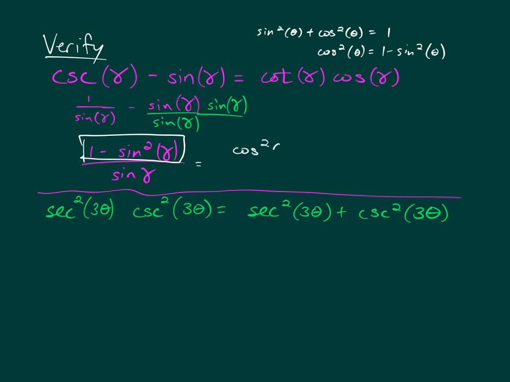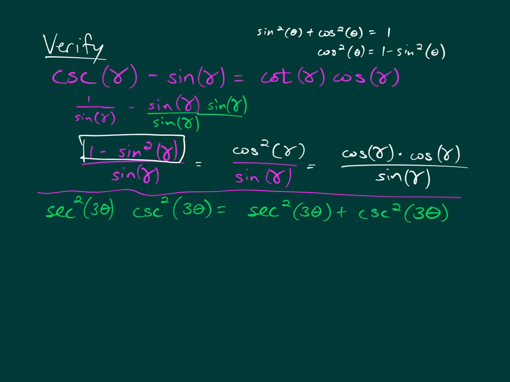So that means I can replace all of this in the top with cosine squared gamma. Oops. And it's still over sine gamma. Well, what does this cosine squared mean? I haven't mentioned anything about this, but this means the cosine function is being squared and not the angle gamma. So what that means is that I can rewrite the top again to be something like this: cosine of gamma times cosine of gamma all over sine of gamma.